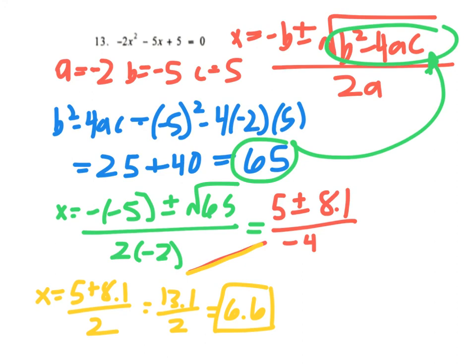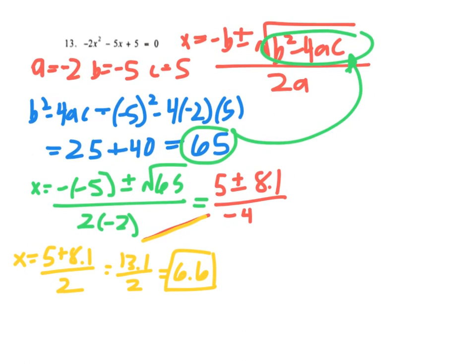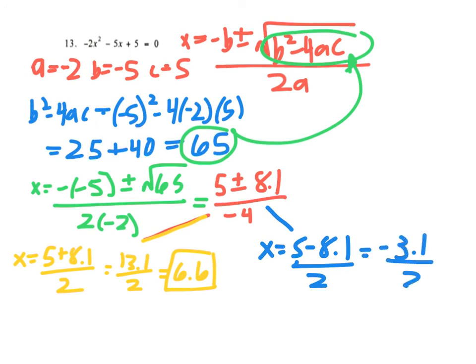And then my second one, we're going to zoom out so I have a little more space. For my second one, we're going to do x equals 5 minus 8.1 divided by 2, which would be negative 3.1 divided by 2. And then we're going to type that into our calculator. And we get x equals negative 1.6 as our final answer. And those are your two solutions, solving using the quadratic formula. Again, if you didn't know how to complete the square before, you could use this instead.